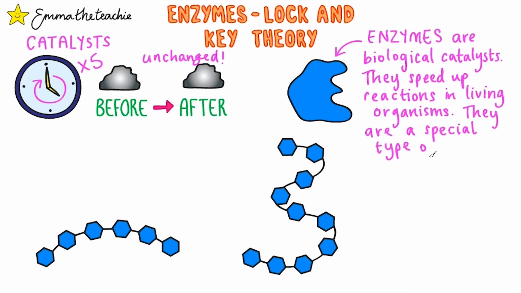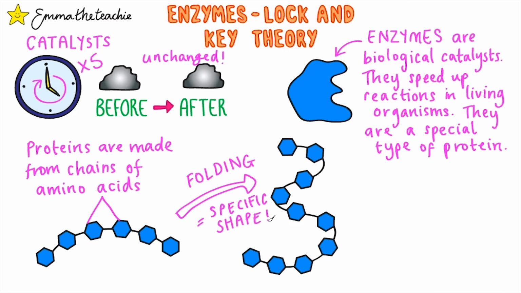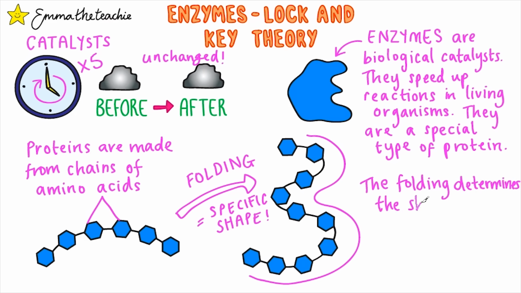They're actually just a special type of protein. All proteins are made from chains of amino acids. Amino acids are small organic molecules, and you'll learn more about them if you take A-level chemistry. The folding of the amino acid chains is what gives a protein its specific shape and structure. In enzymes, this folding is particularly important. It determines the shape of the enzyme's active site. Let's look at what this actually is.